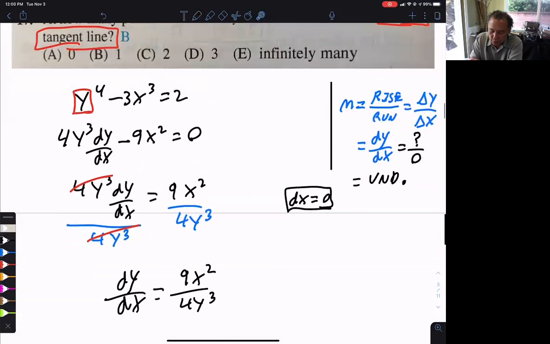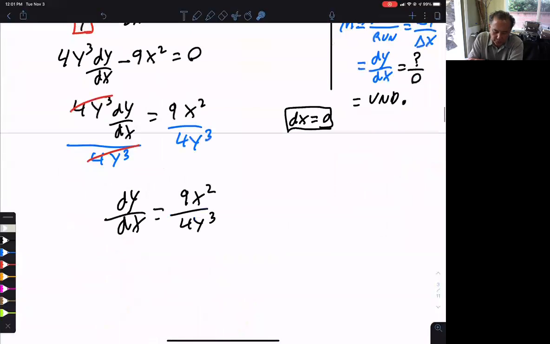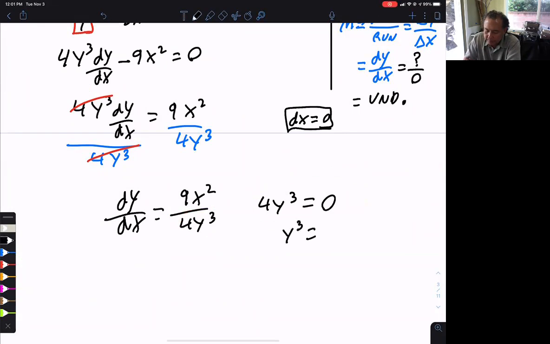So this is the slope of the tangent line, and you want it to be vertical, which we talked about means it's undefined, meaning the denominator has to be 0. So that all means that 4y cubed must be 0. To be a vertical tangent line, the denominator must be 0. So 4y cubed is 0. Divide both sides by 4. Cube root both sides. So we get y is 0.